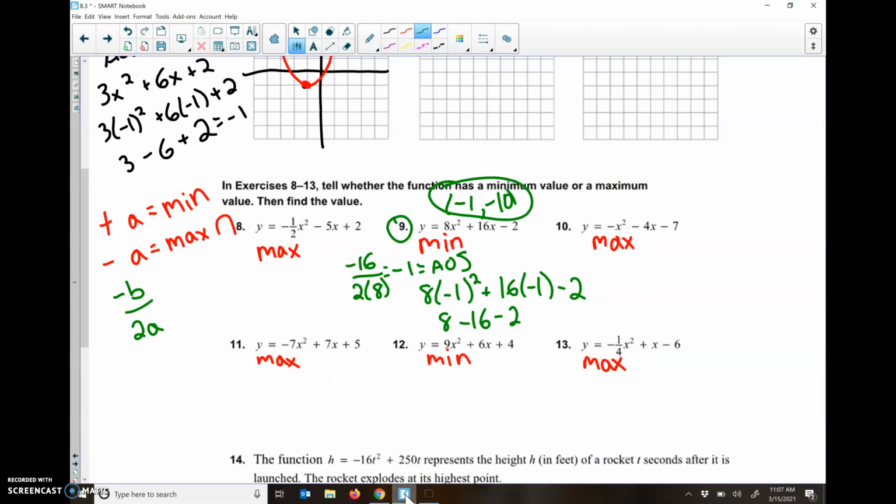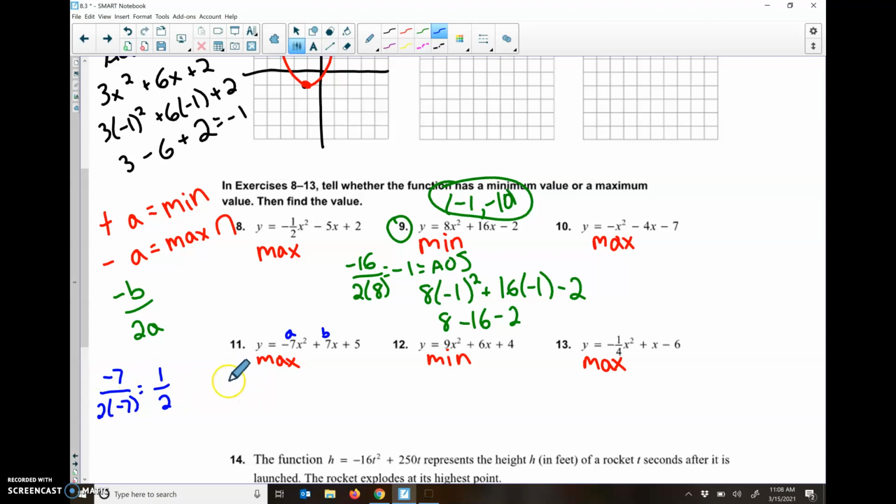Okay, let's do one with a maximum. Let's look at number 11. So same thing, negative b over 2a. So our b here is a positive 7, so negative 7. And then our a is a negative 7, so 2 times a, so 2 times negative 7. So I end up with negative 7 divided by 2 times negative 7, which is 7 over 14. So we end up with 1/2.